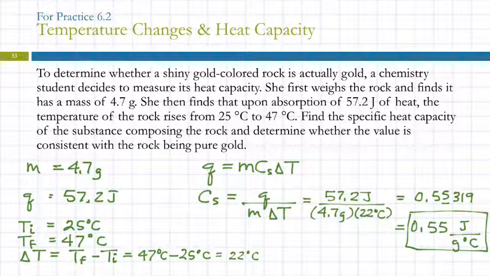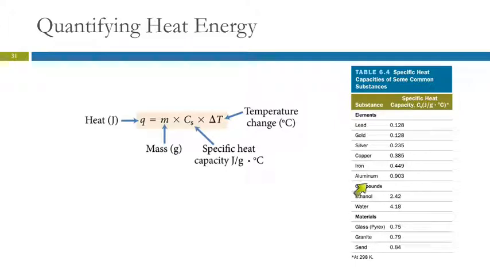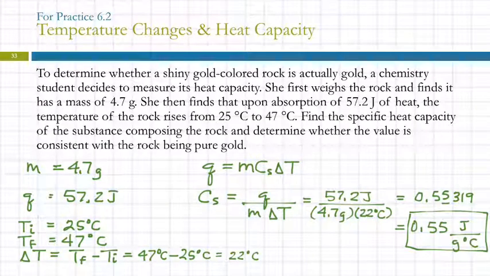How do we figure out if that is consistent with the rock being pure gold? We're going to compare it to the specific heat capacity for gold. That's not something you should memorize. If you need it on an exam, it'll be given to you. So we're going to go look it up. Here's gold. Gold has a specific heat capacity of 0.128. Is the rock gold? No. Because this is much higher. This is 0.55. So, not gold. Any questions?